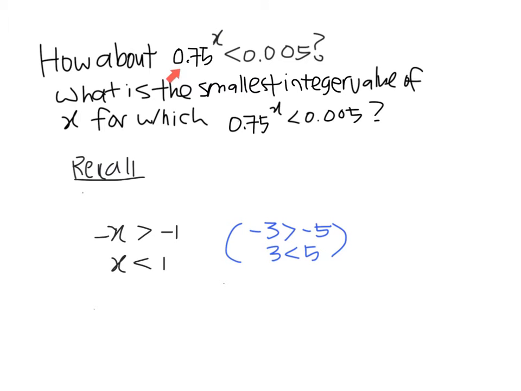What about inequality of this form? How do we find the smallest integer value of x for which it satisfies this inequality? Recall when we multiply or divide both sides of the inequality by a negative value, the inequality sign will change. Just as negative 3 is greater than negative 5, but 3 is smaller than 5.